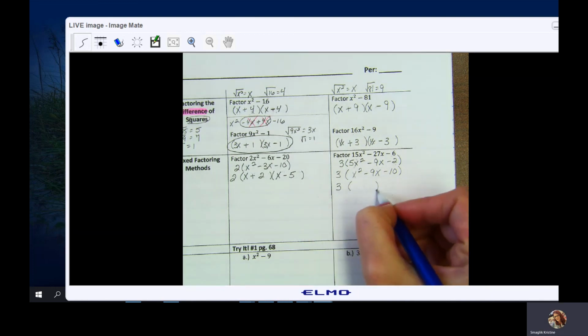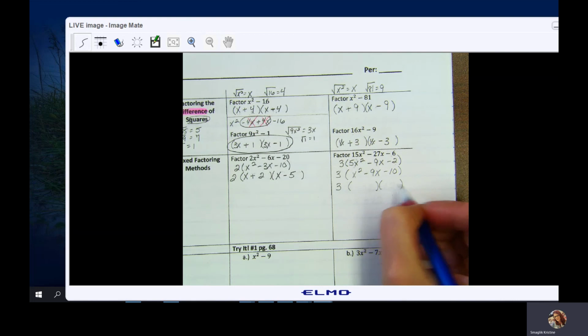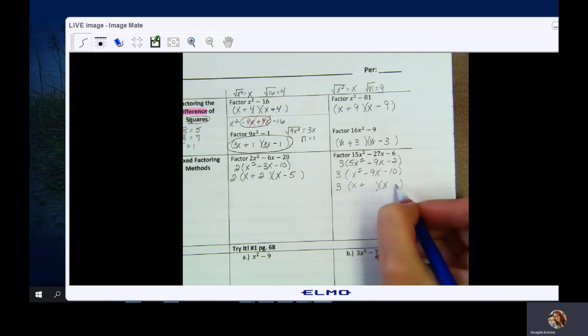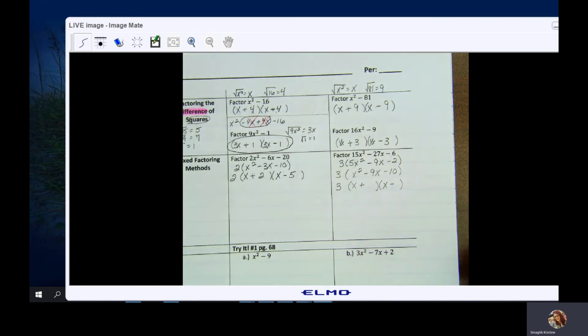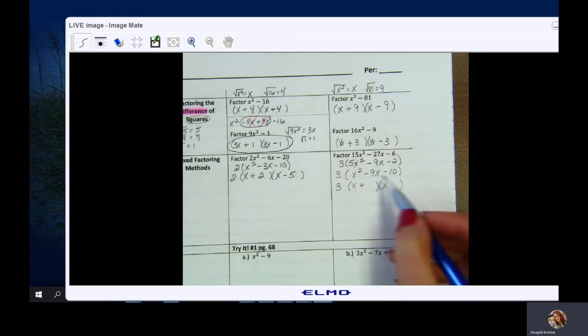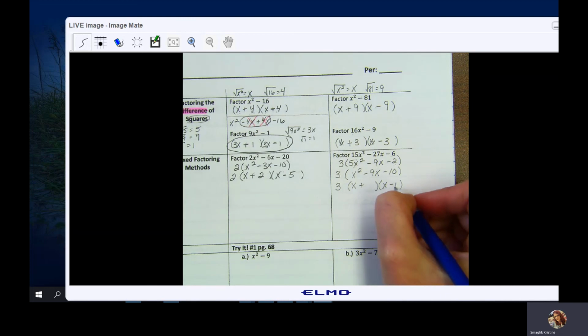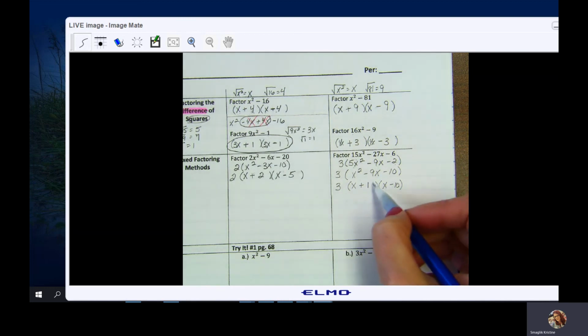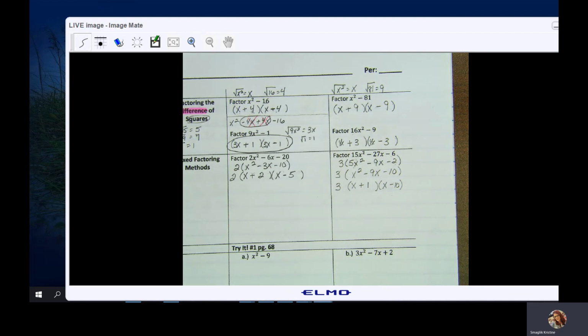Let's factor this. I'm going to drop my x's in. My c value is negative, so I'm going to have a plus minus. For factors of negative 10 that would add to negative 9, I'm thinking 10 and 1. 10 is the bigger number, so 10 would have to be negative, and the 1 would be positive. So negative 10 plus 1 gives me a negative 9. That's good. There we are.